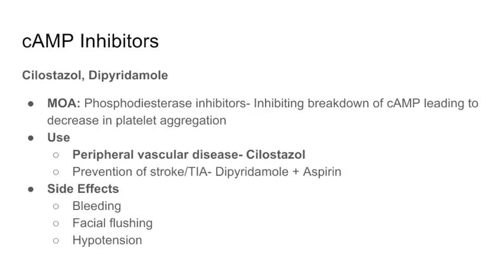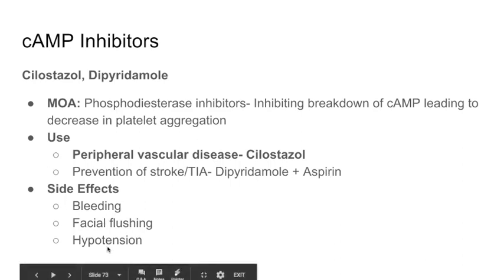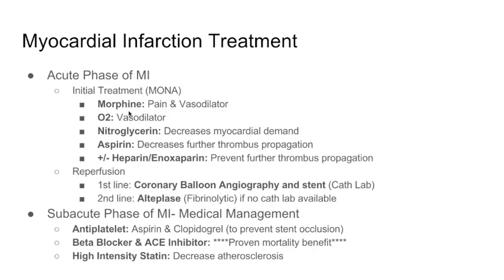Last agents that we're going to talk about is the cyclic AMP inhibitors. So these are cilostazol and dipyridamole. They're phosphodiesterase inhibitors. They inhibit the breakdown of cyclic AMP, and they lead to a decrease in platelet aggregation. The biggest use for this is in peripheral vascular disease, mainly cilostazol, and they're also used for prevention of stroke or TIA, mainly dipyridamole and aspirin. Side effects is bleeding, and you get facial flushing and hypotension because you're inhibiting phosphodiesterase enzyme.